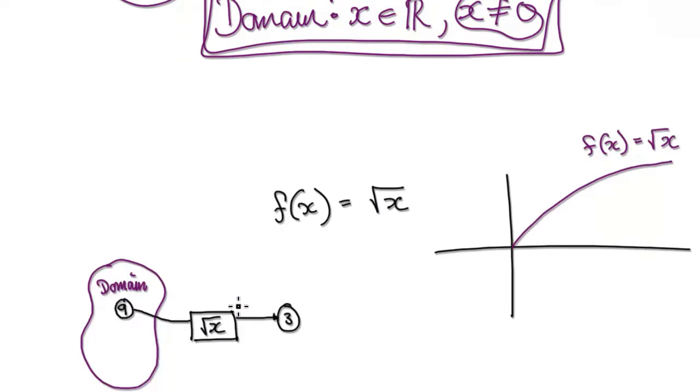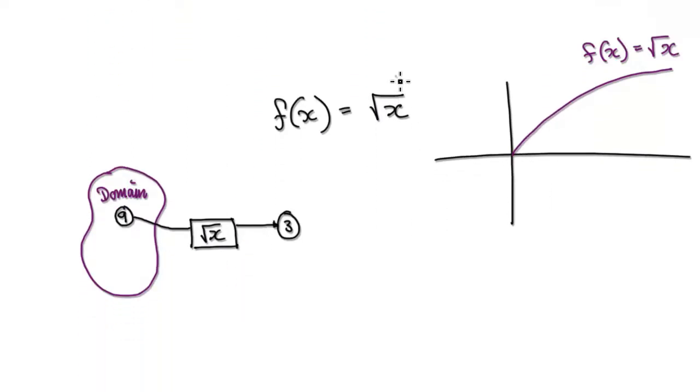So let me give you another example. We've seen the square root of x. The square root of x graph looks like this. We've already seen this. If you go putting the number 9 into the machine, it will spit out the number 3. If you put in the number 4, it will spit out the number 2. So when you come to state the domain for this function, you've got to think about what will break the machine down.